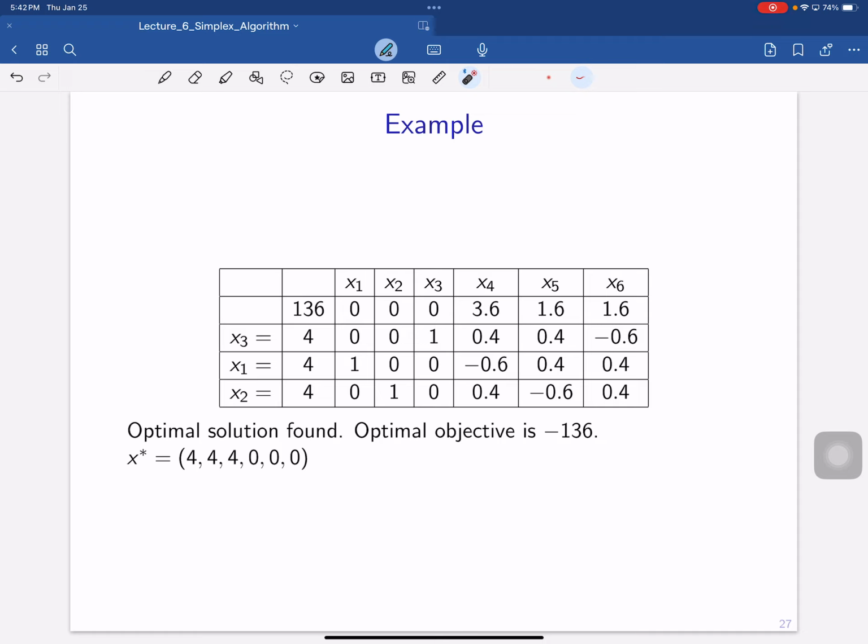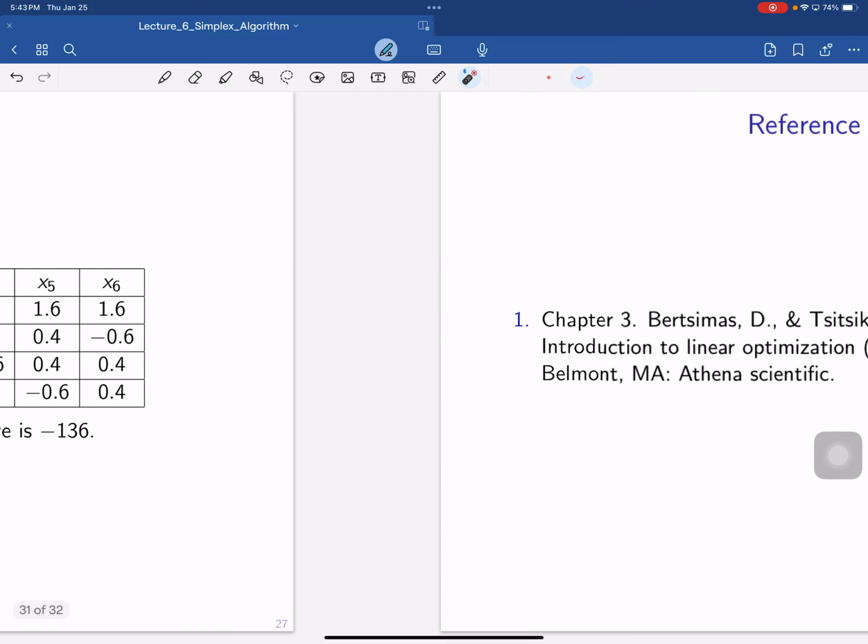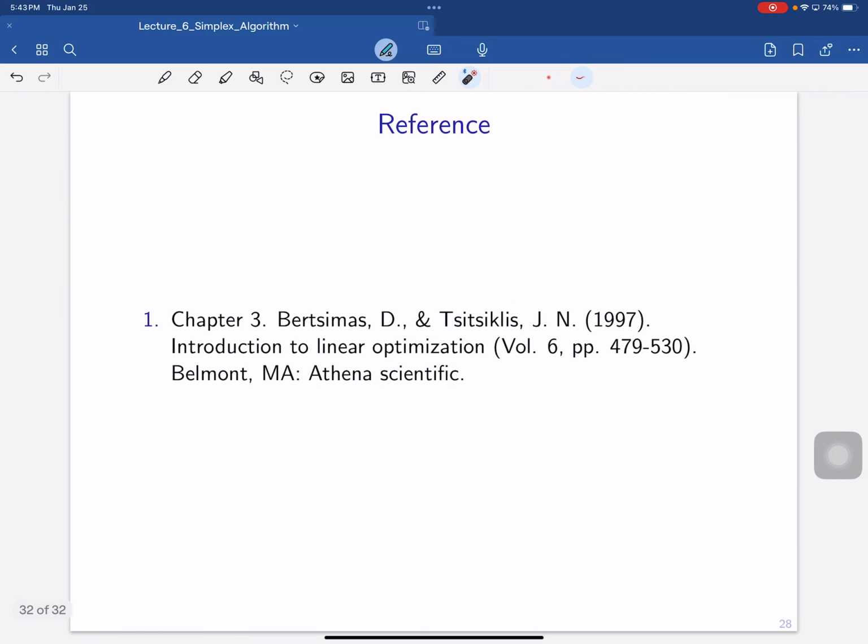There will be a homework question related to the Simplex algorithm. You don't have to follow this tableau method, but if you wish to read it, that's also fine. We can just implement the vanilla Simplex algorithm by hand. Or if you want to practice your coding skills, you can develop a Simplex solver in Python to solve any arbitrary linear programming problem. Okay. That's all I have. So this is chapter 3 of our reference book.